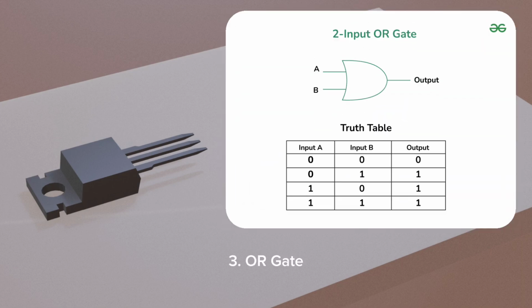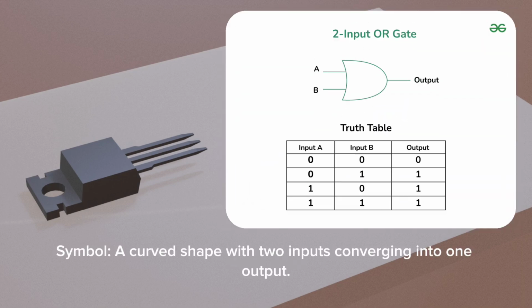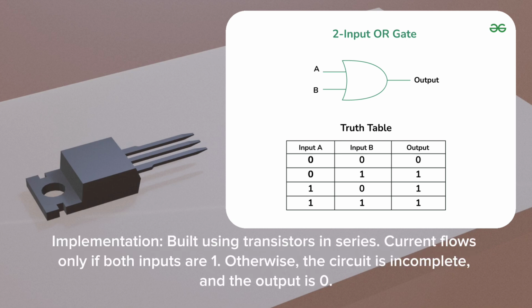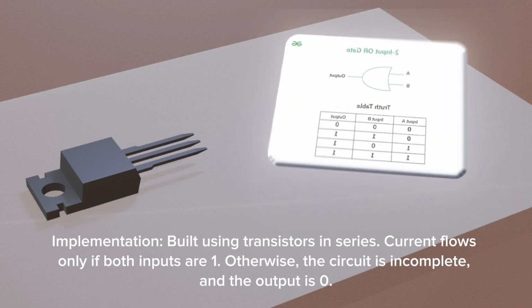3. OR gate. Symbol, a curved shape with two inputs converging into one output. Operation, outputs 1 if at least one input is 1. If both inputs are 0, the output is 0. Implementation, built using transistors in series. Current flows only if both inputs are 1. Otherwise, the circuit is incomplete, and the output is 0.